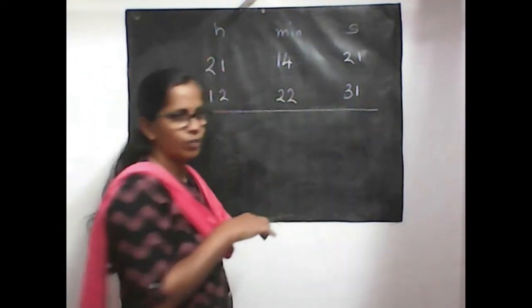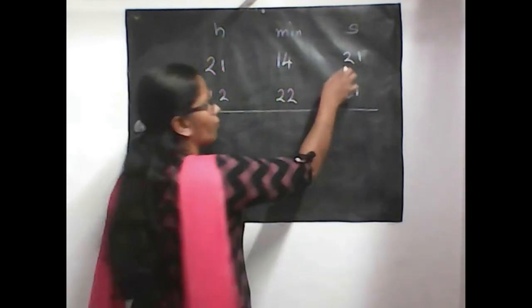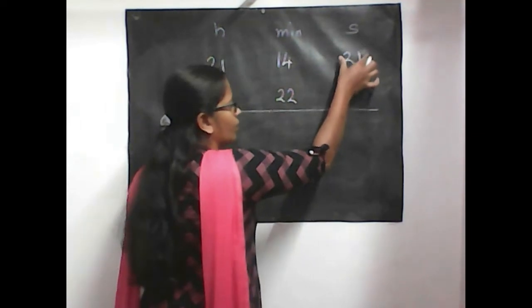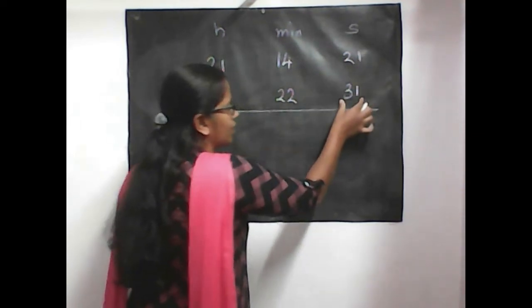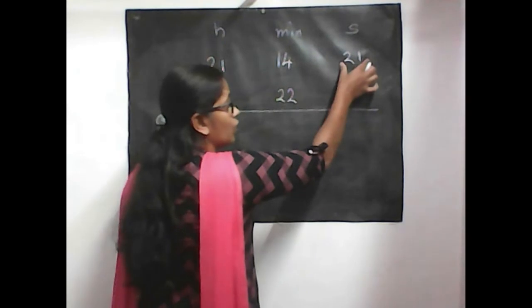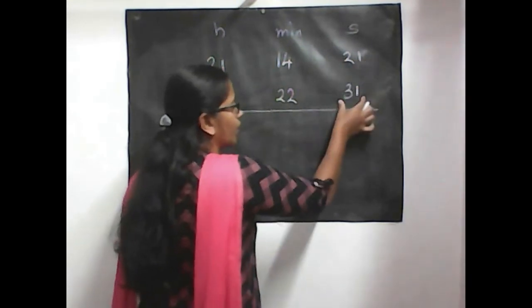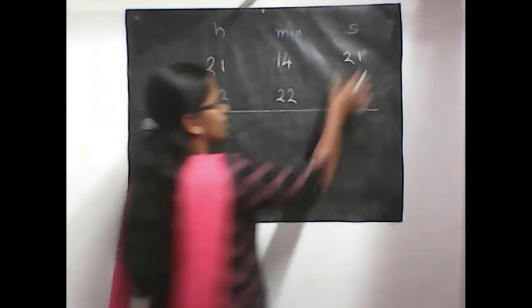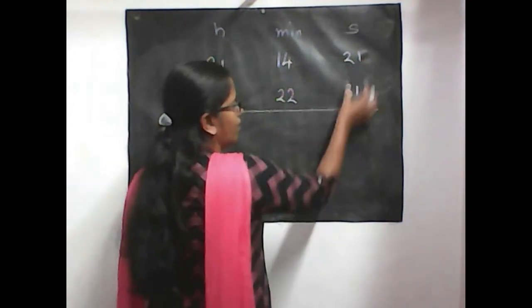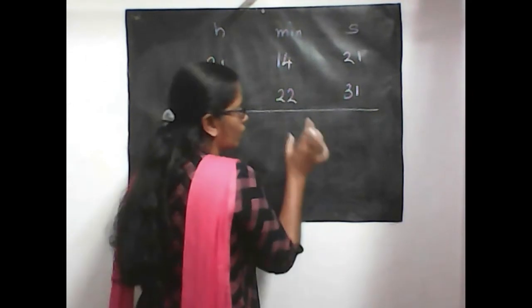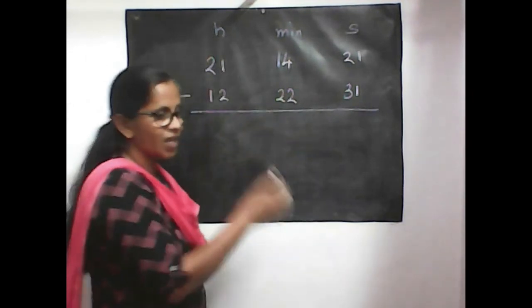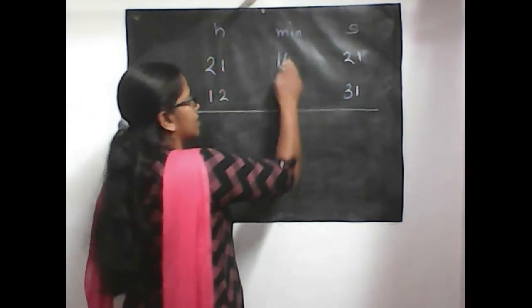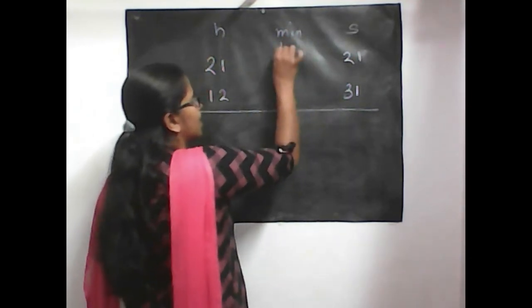What we have to do before subtraction? Make the top number larger. We have only 21 seconds. From that we cannot subtract 31 seconds. So what you have to do? Make these seconds greater than 31. For that, the only solution is to borrow from the minute column. So we have already 14 minutes. Cut it off and make it as 13 minutes.